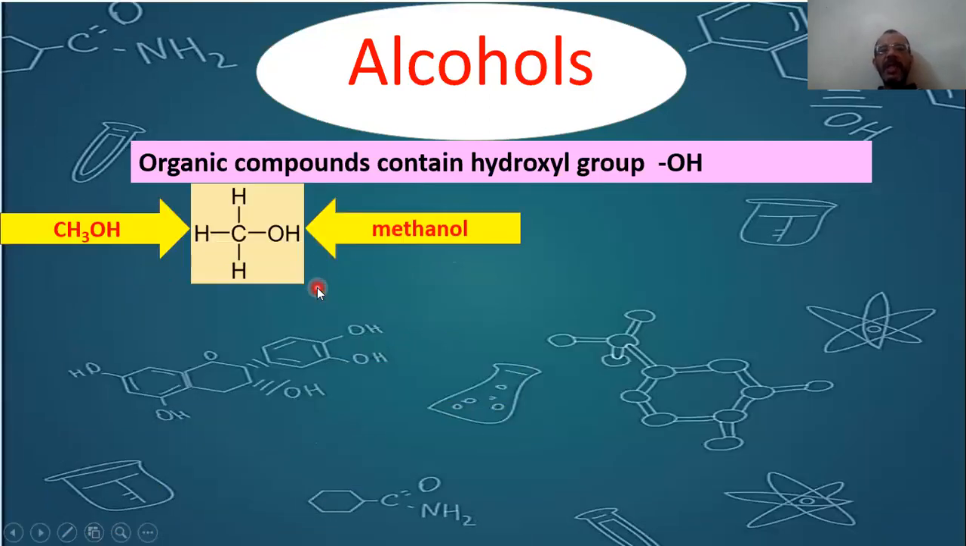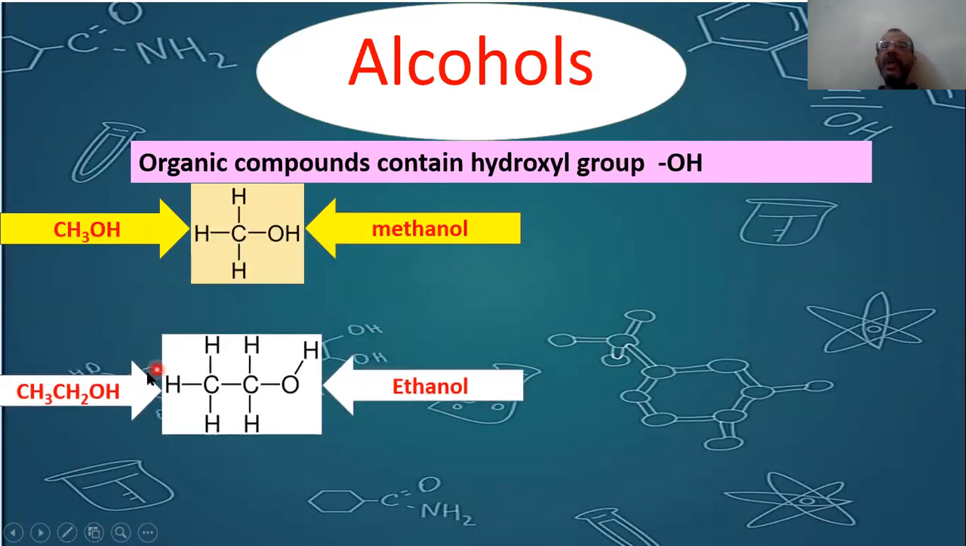If we want to see the structure, this one is known as the molecular formula, and this one is the structural formula. If we want to see the structural formula for alcohol, take methanol. Why methanol? One carbon atom and OH. One carbon atom here in the middle and OH here: methanol.